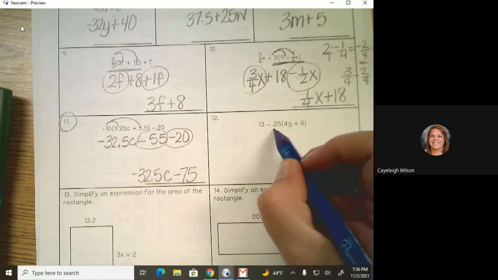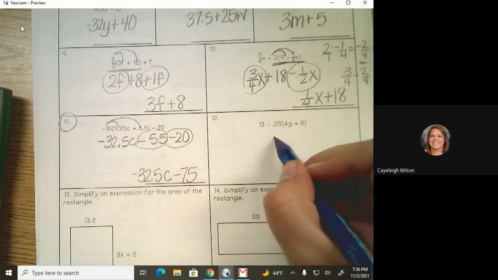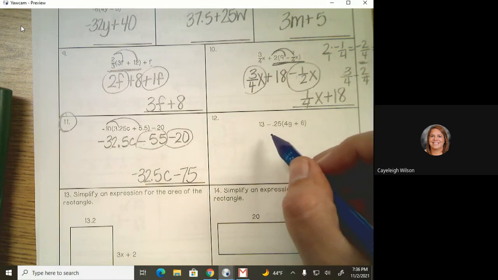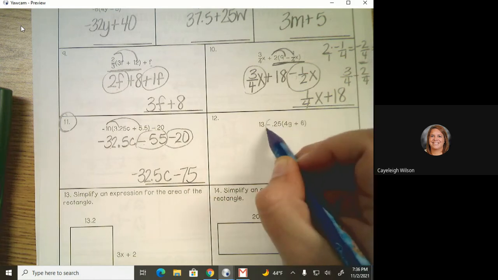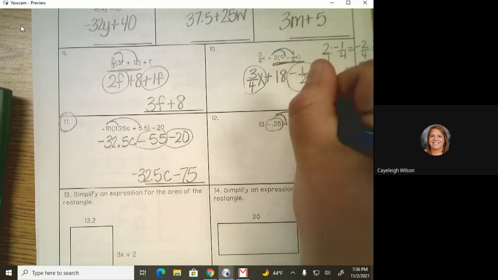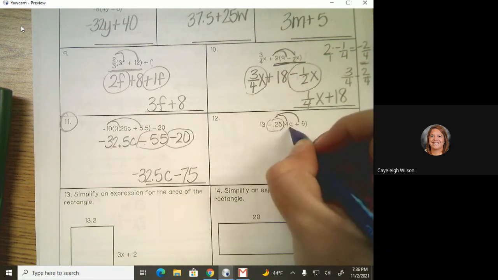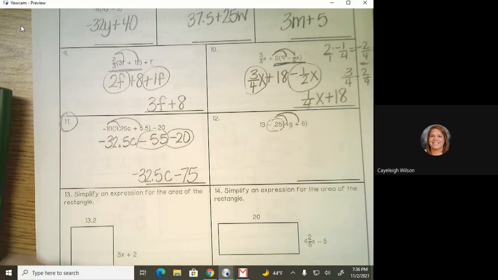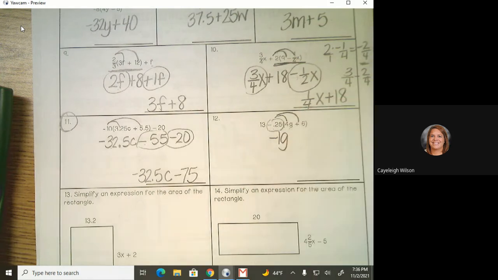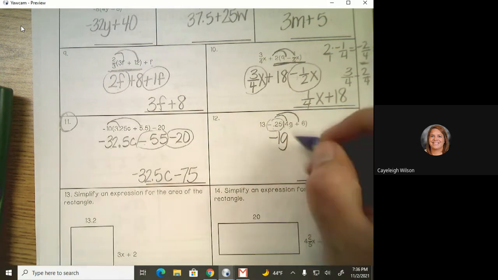All right, and then I want to talk about this one before you do it. What number do you think you're going to distribute? You got me saying, Miss Wilson, it's got a 0.25 in front of it. That's not what I'm talking about. I'm talking about this. That is a negative 0.25 that you're going to distribute, not just 0.25. So I'm going to distribute that. So that's negative 0.25 times 4g. So just use your calculator. Negative 1g. And negative 0.25 times 6, which is negative 1.5.